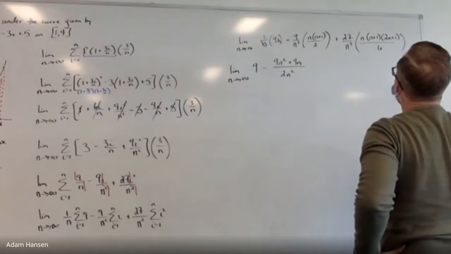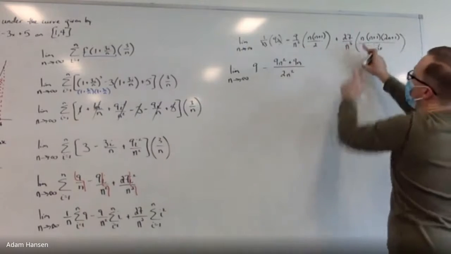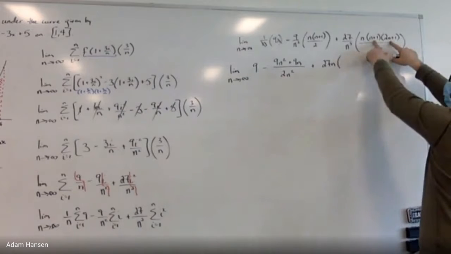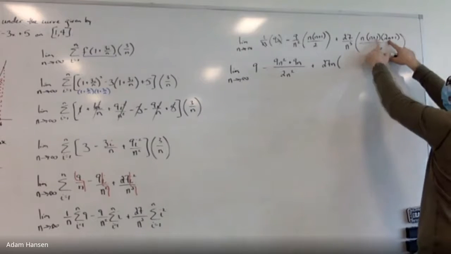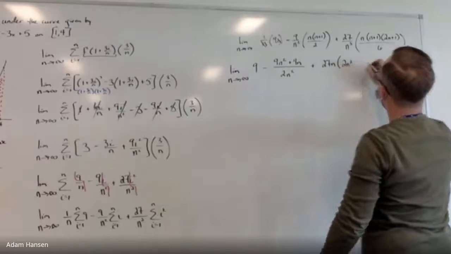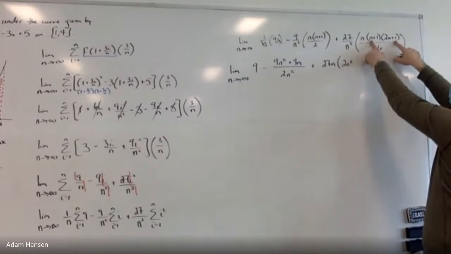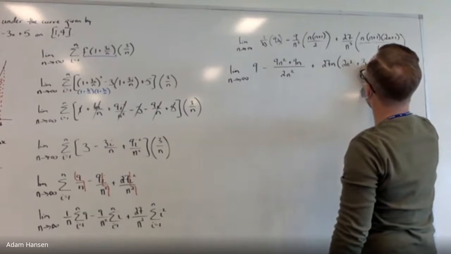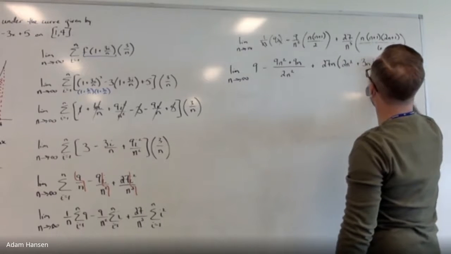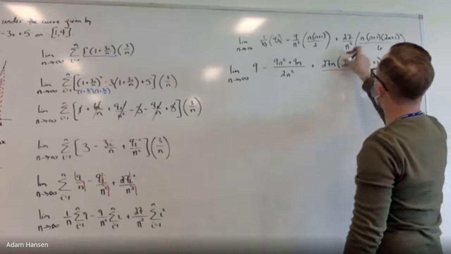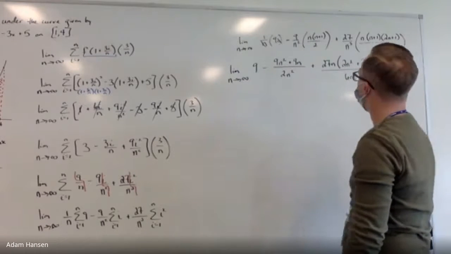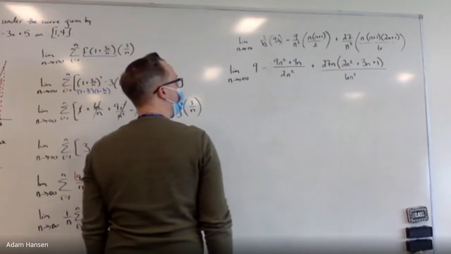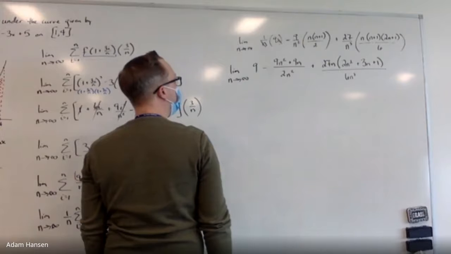Let's see here. 27n, let's just bring that down. We'll multiply n plus 1 times 2n plus 1, so that's 2n squared. n times 1 is n, 2n times 1 is 2n, so altogether that's 3n. 1 and 1 make 1 again. Divided by 6n to the third.